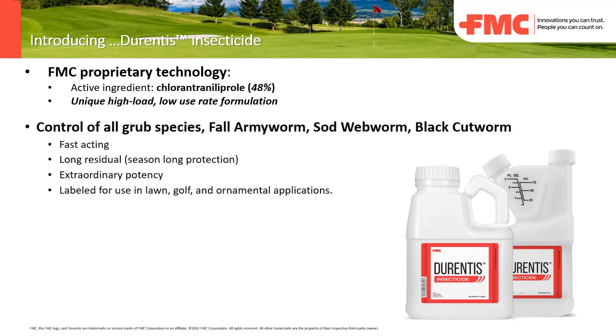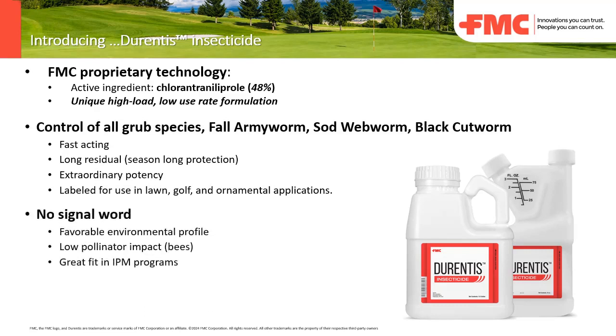Durentis provides control of all species of grubs and key turf caterpillars, including fall armyworm, sod webworm, and black cutworm. It also possesses a favorable environmental profile with no signal word and low pollinator impact. Durentis is an agency product offered in 2 pack sizes, 16 and 64 ounces, available in accordance to state registrations.